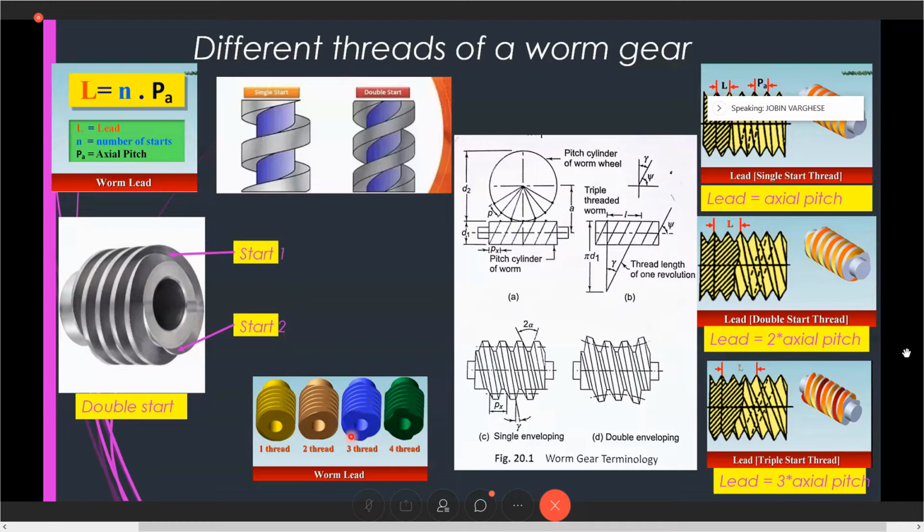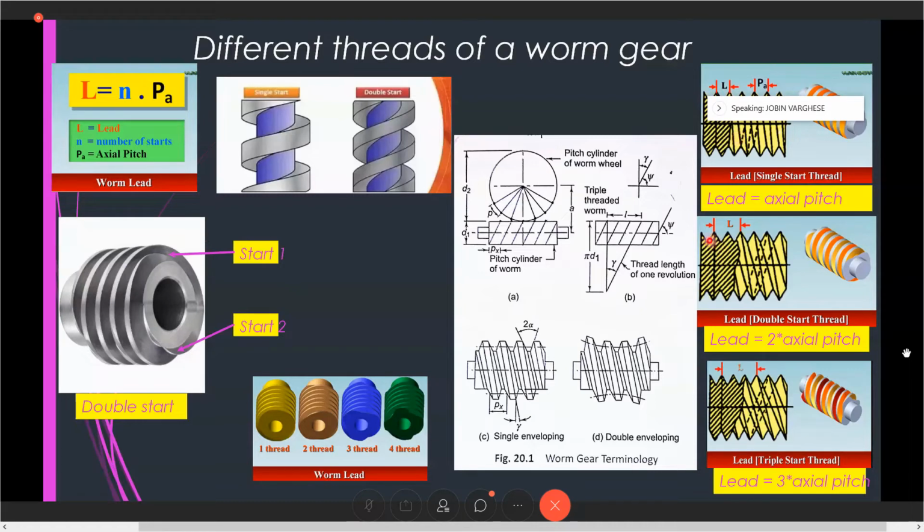And in fact, you can see a number of different starts, like one thread, two thread, three thread, four thread. So four threads will be starting from the front, and the pitch angle will be less. And when you come to this point, when calculating the lead angle for a single start thread, you can see the lead is the distance between two pitches.